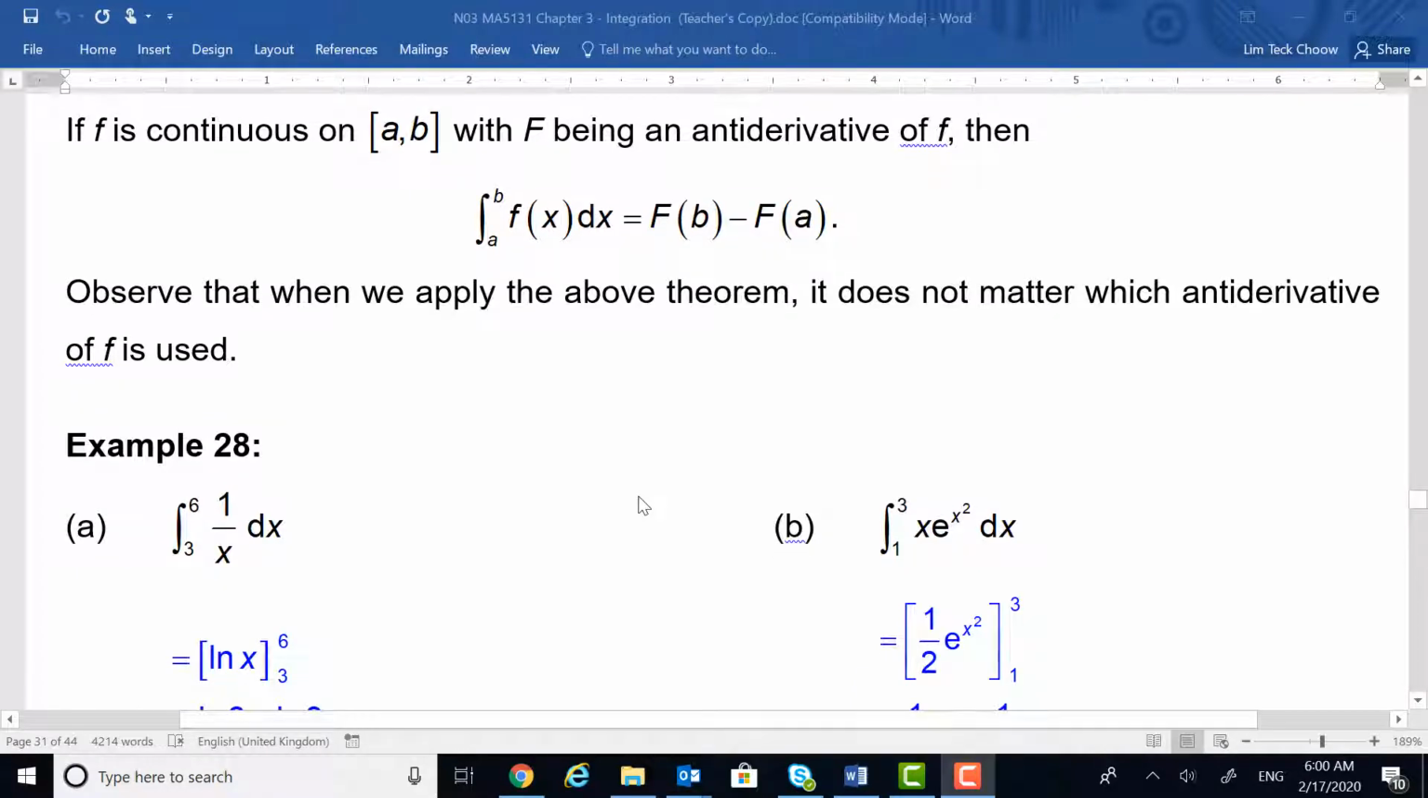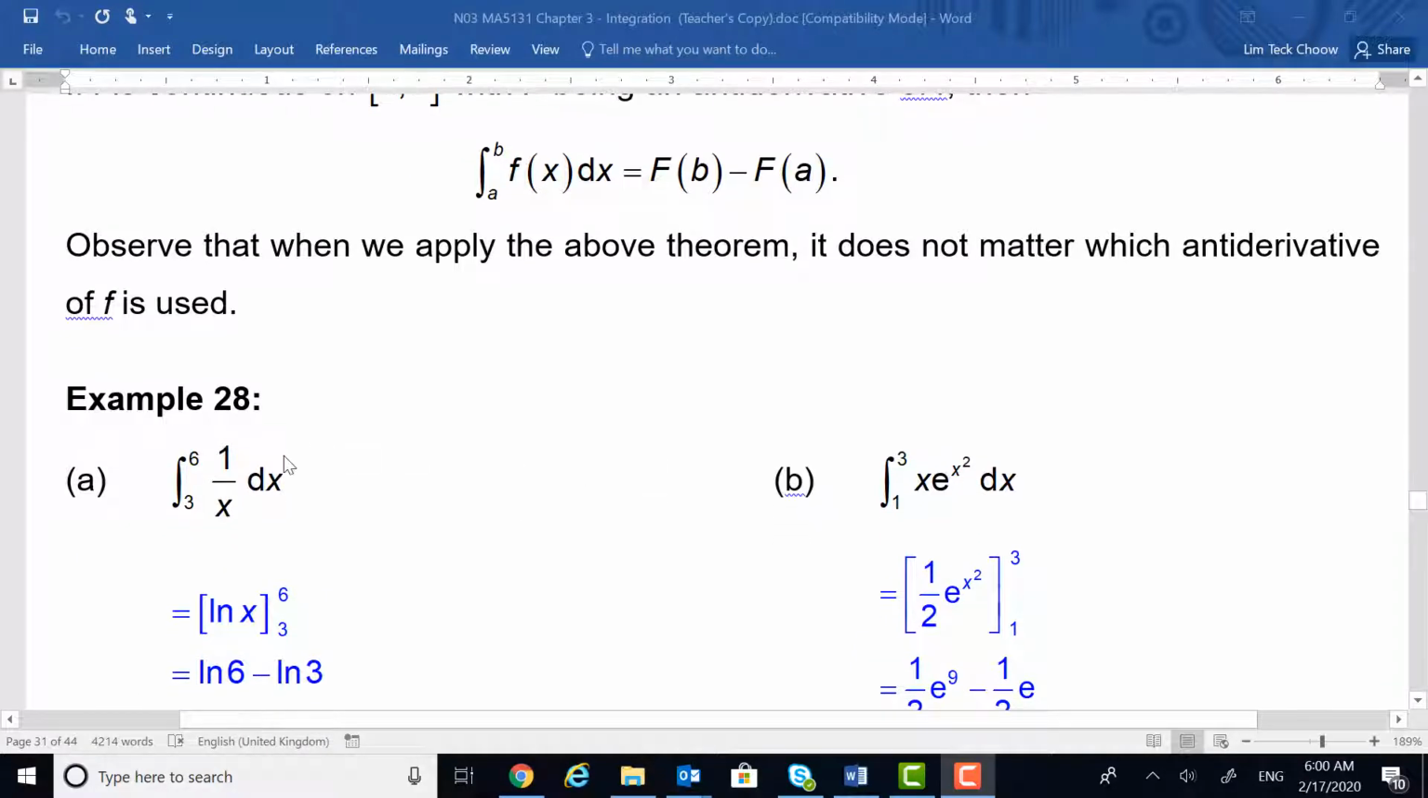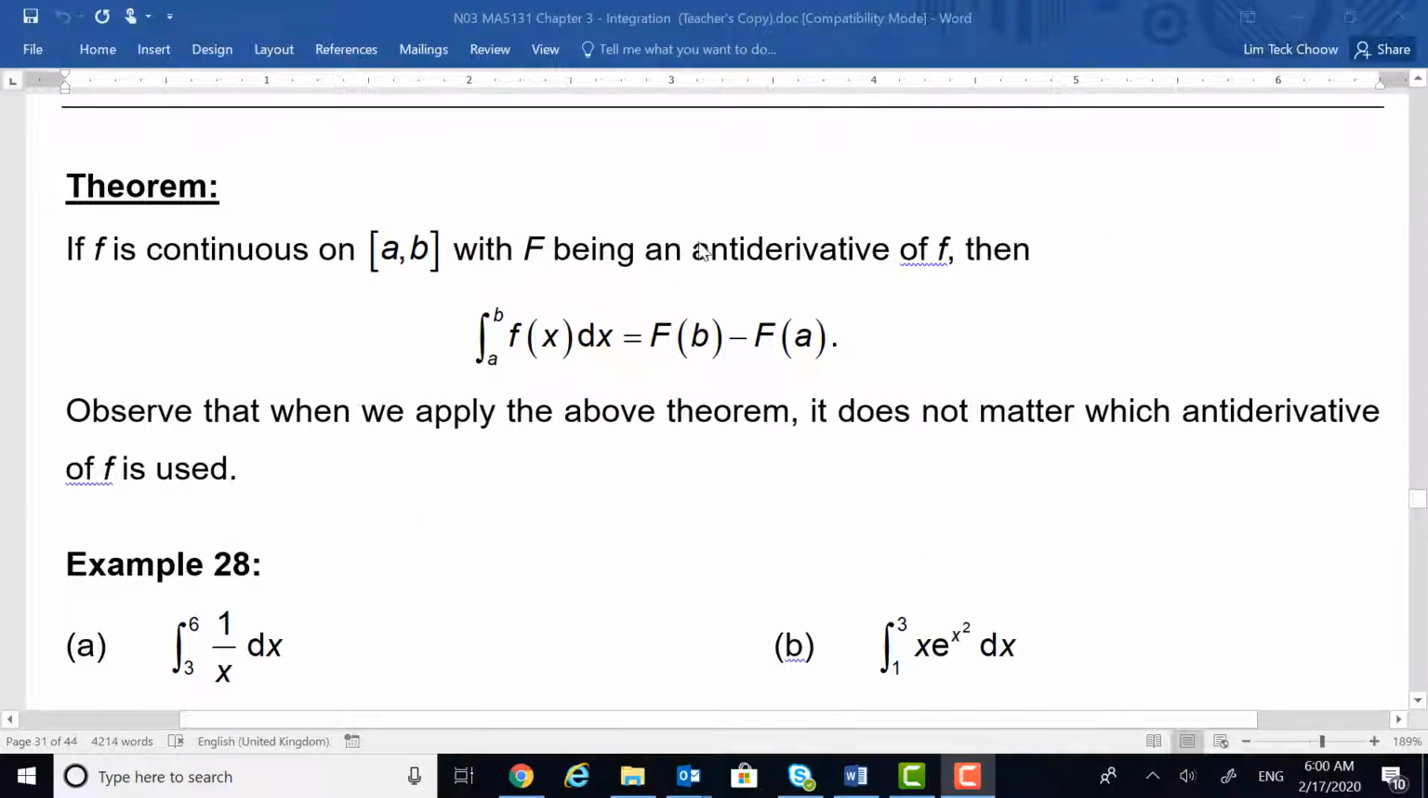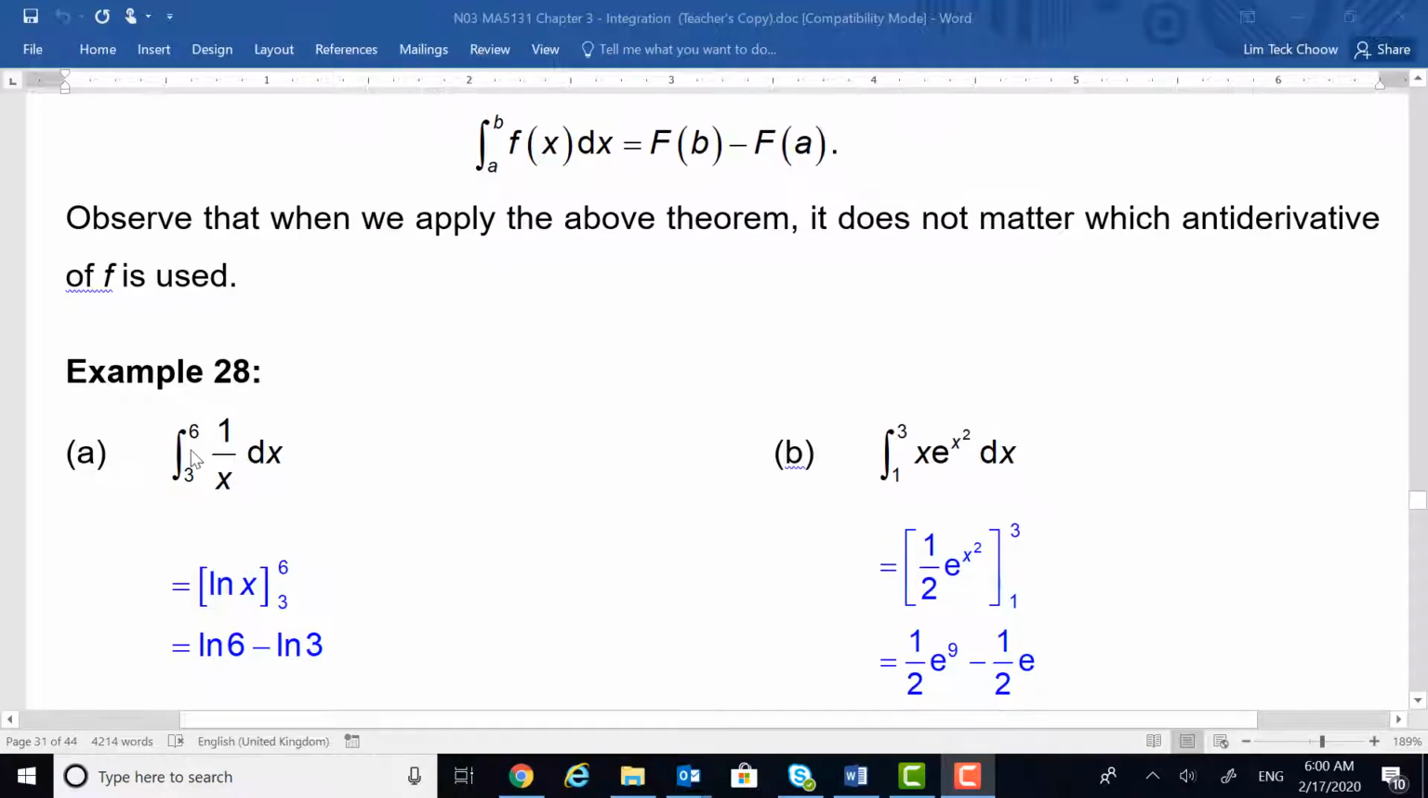Like example 28a, to compute this so-called definite integral using the first fundamental theorem of calculus, what you first do is integrate 1 over x to give you ln x. So ln x is actually termed the antiderivative of 1 over x. Over here you can see the word antiderivative is used here. And then you put in the upper limit 6 into x, and after that the lower limit 3 into x, and then take the difference.